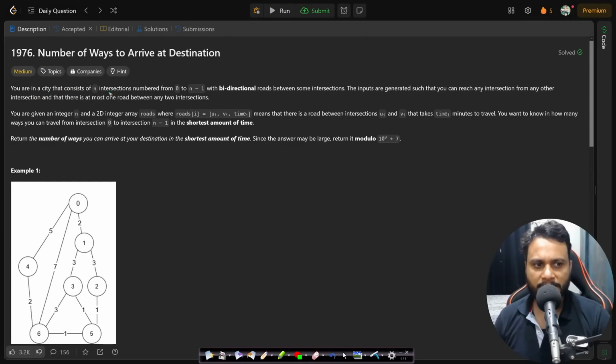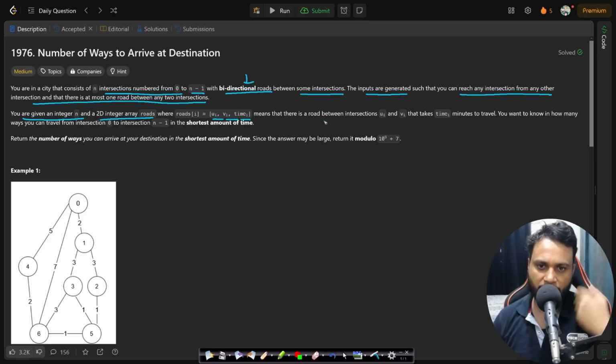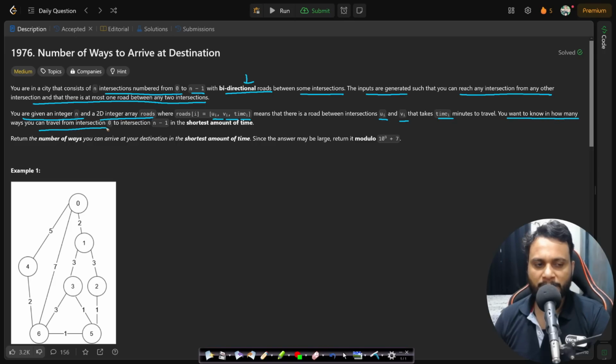You are in a city that consists of n intersections numbered from 0 to n-1 with bidirectional roads between some intersections. Bidirectional means undirected edges. The inputs are generated such that you can reach any intersection from any other intersection, and that there is at most one road between any two intersections. You are given an integer n and a 2D integer array roads, where roads[i] = [ui, vi, time_i] means that there is a road between intersections ui and vi that takes time_i minutes to travel. You want to know in how many ways you can travel from intersection 0 to intersection n-1 in the shortest amount of time.